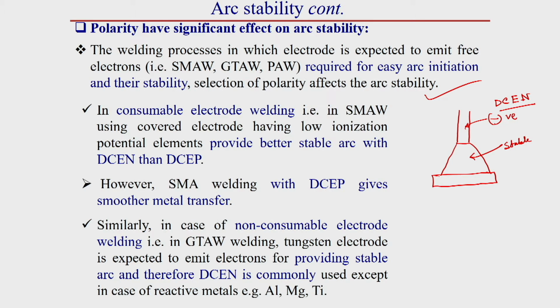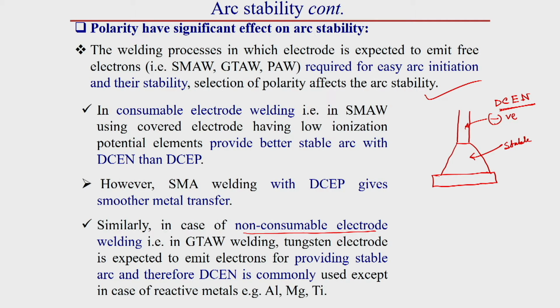Whereas in case of non-consumable electrode welding like GTAW welding, here the tungsten electrode is expected to emit electrons for providing a stable arc. Therefore, here DCEN is commonly used. Always keep it in mind. For non-consumable types of electrode like tungsten also, there we use DCEN, which generally gives a stable arc.